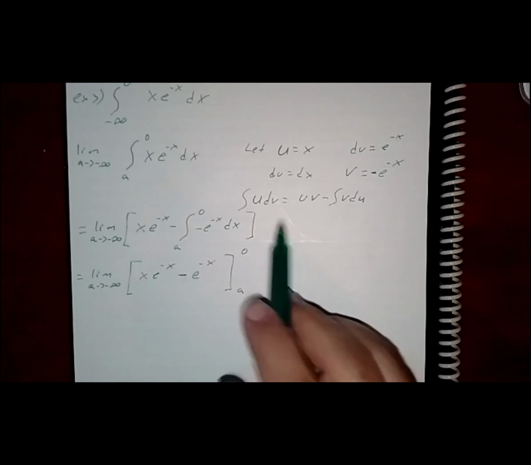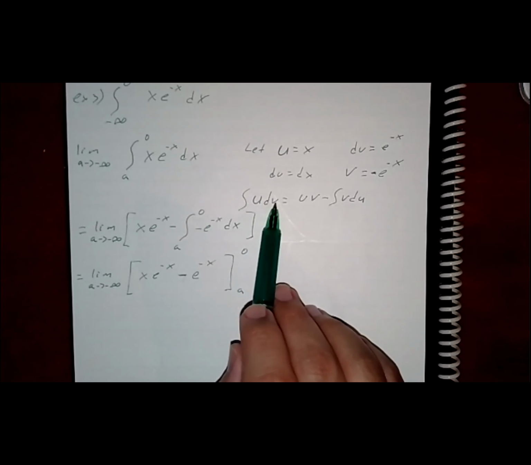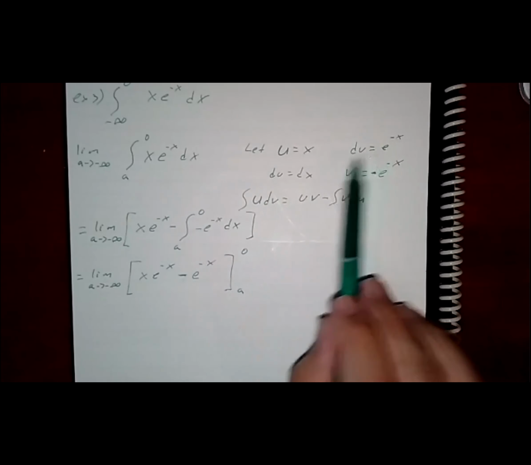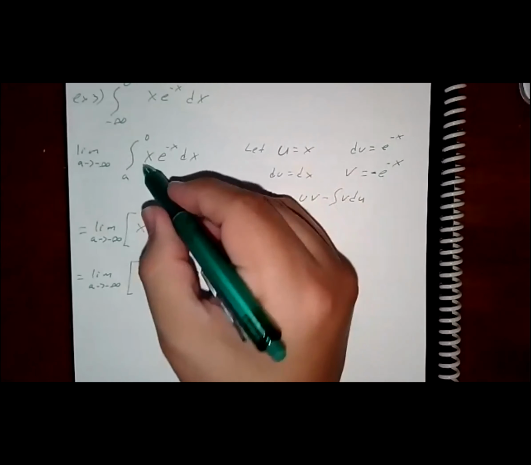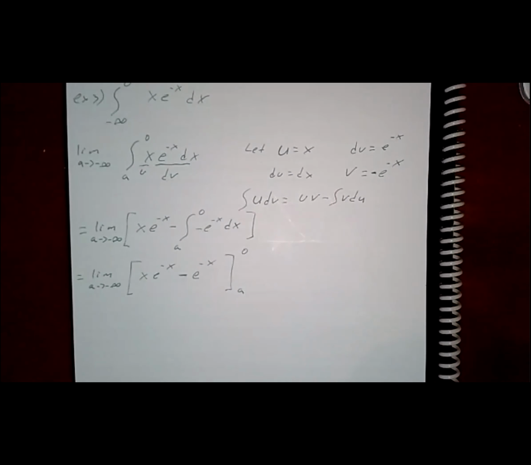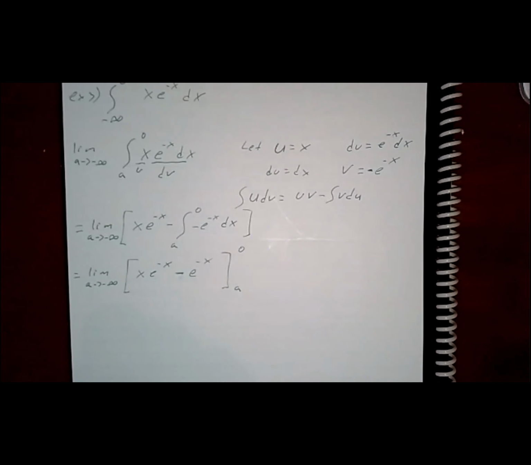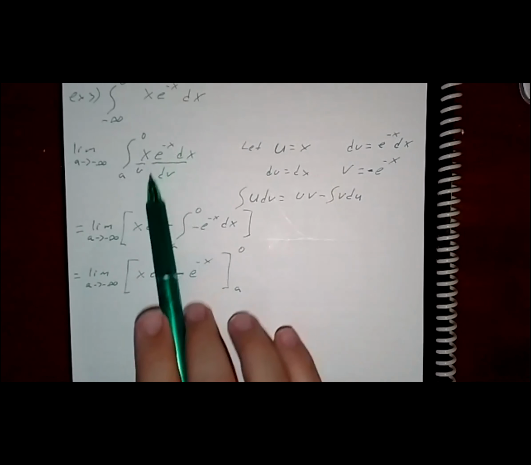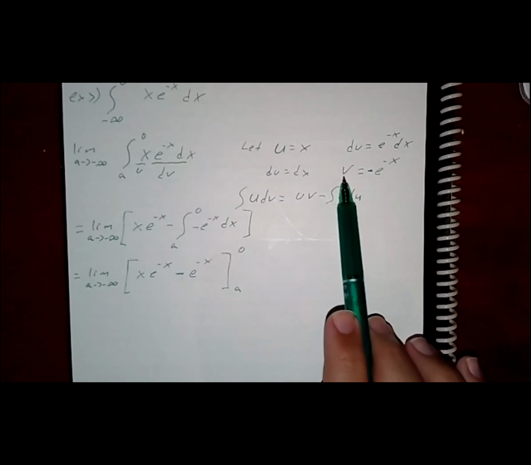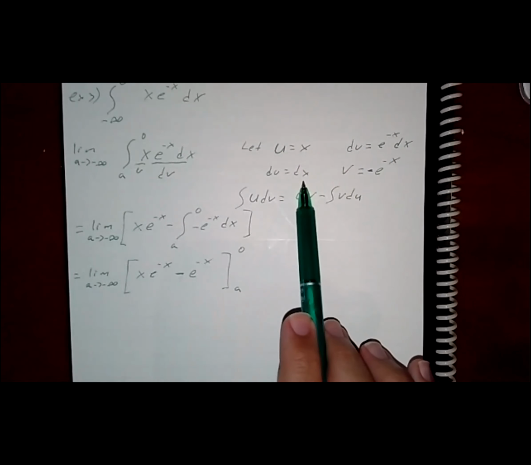Right here. So the idea is you pick a U and a DV. You want to pick a DV that is easy to integrate because otherwise this defeats the purpose. So here's my U, this is my DV. See what I mean? So if I let DV be this, to find V, I need to integrate that piece. So I integrate this guy to get that one. So there's V. If I choose this to be U, take a derivative, so that's just dx.